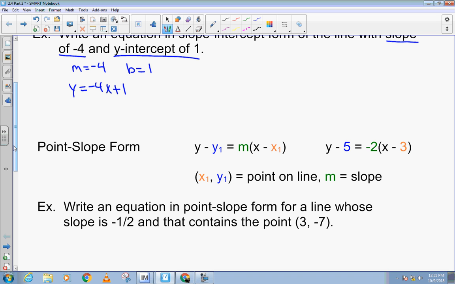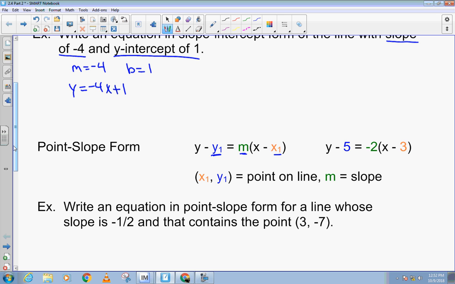But it's y minus y1 equals m times x minus x1. M is your slope. Okay, m is your slope. And then x1, y1, that represents a point that lies on the line. Okay, a point that lies on the line. And the little ones there, they don't mean anything mathematically. It's just indicating a location.